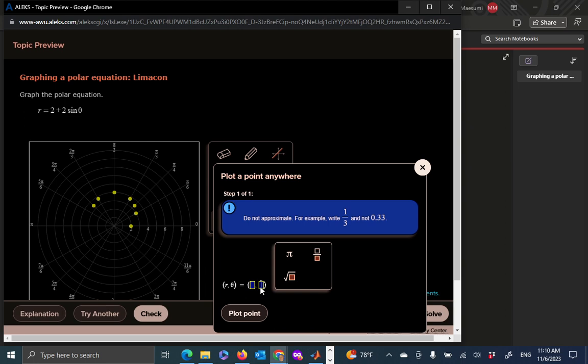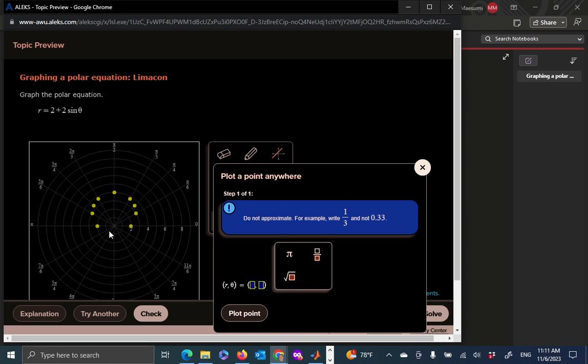Next point, I have 5 pi over 6. So we give the angle, and r turns out to be 3, since the sine of that is 1/2. Plot the next point. Here, of course, I have pi. Sine of pi is 0, so my radius is 2. So by now, we have gone through an angle of pi. You see the crown of this thing.